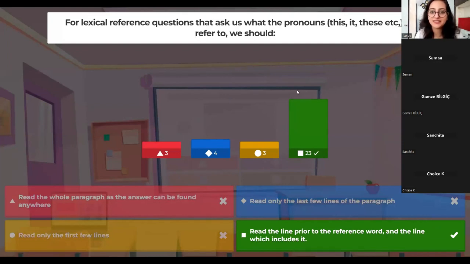Yes. So the green one, that was the right answer. So no, we don't have to read the whole paragraph for reference words because a pronoun will always be used in place of a noun. So one line prior and the line which includes that pronoun, that's what you have to focus on. You don't need to read the whole paragraph, first few lines, last few lines. That doesn't work for lexical reference questions which have pronouns.